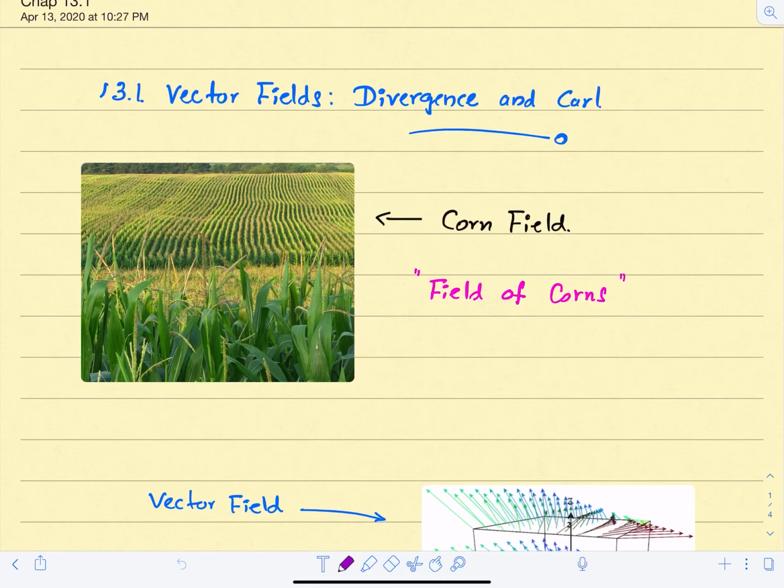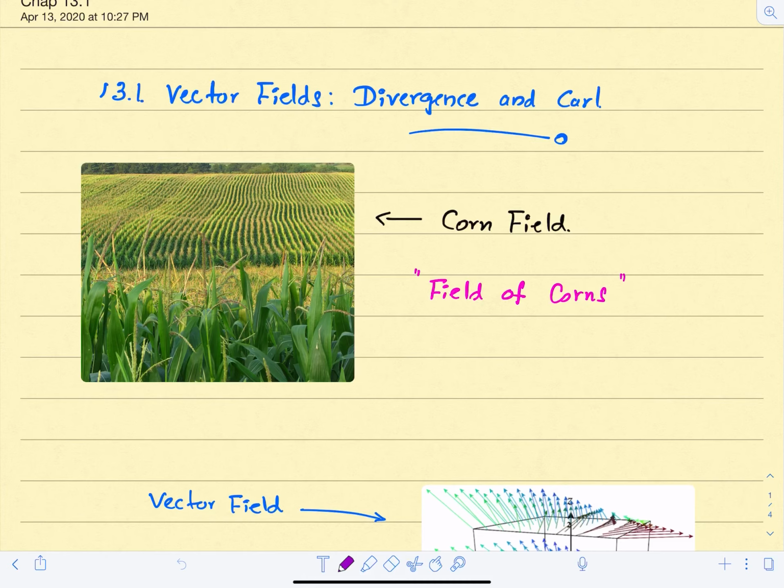Chapter 13. Now in this chapter we are going to study vector functions, and specifically we do calculus on vector functions. Chapter 13.1 is about vector fields, and here we introduce vectors and two operations called divergence and curl.